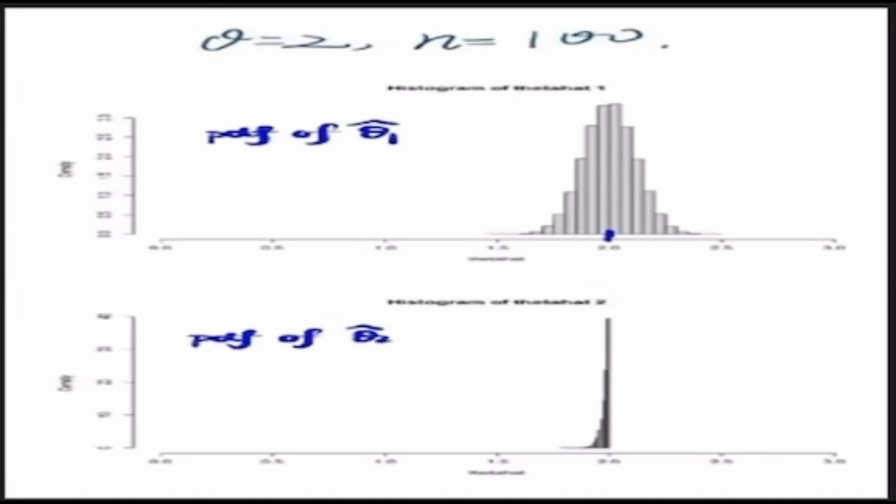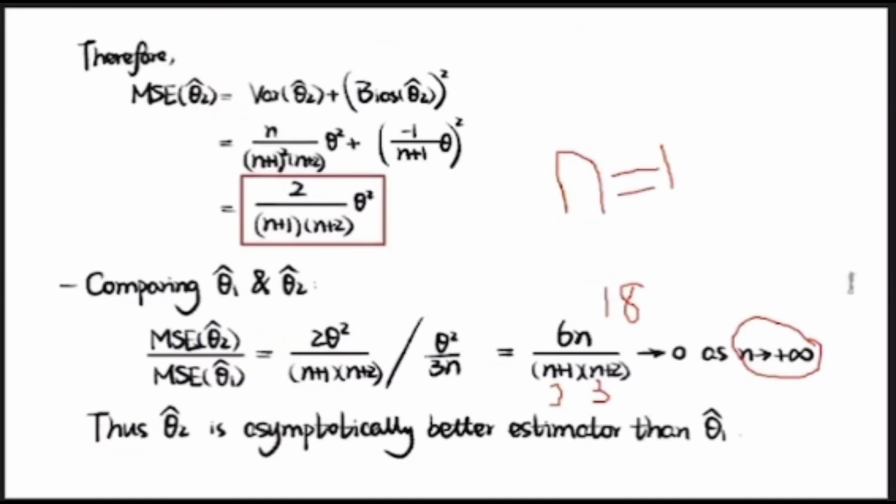Yeah, it's asymptotically better because the ratio is going towards 0. And if the ratio is going towards 0, it means the denominator is bigger. It means the mean square error of this is bigger than that.